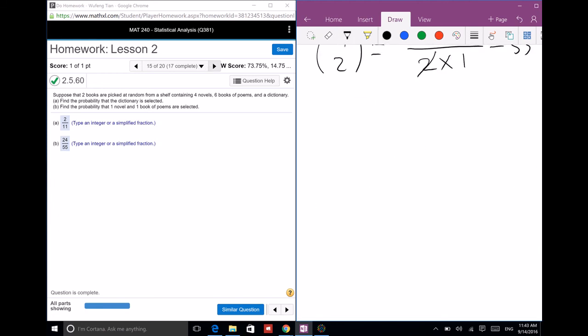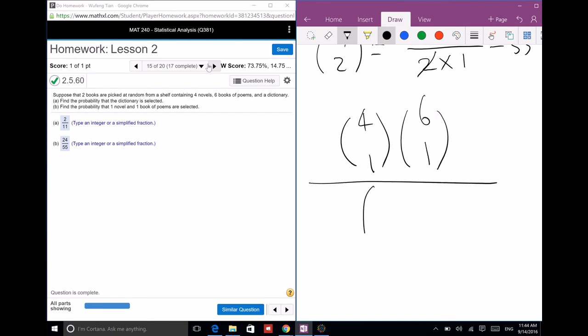The second question: find the probability that a novel and a book of poems is selected. So the first one, you choose a novel. How many novels do we have? We have 4. So we choose 1 from 4. Second one, you choose a book of poems. How many poems do we have? We have 6. And we choose 1 from 6. And in total, you just choose 2 randomly from 11. And find that probability. Okay?